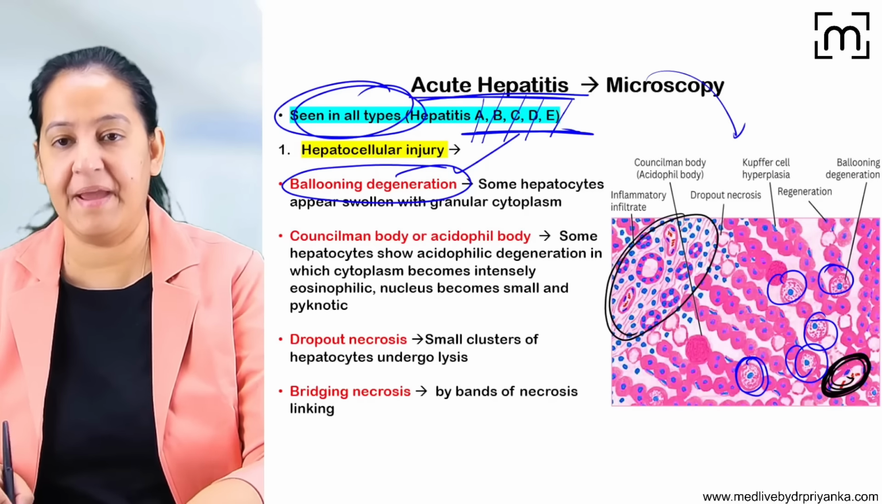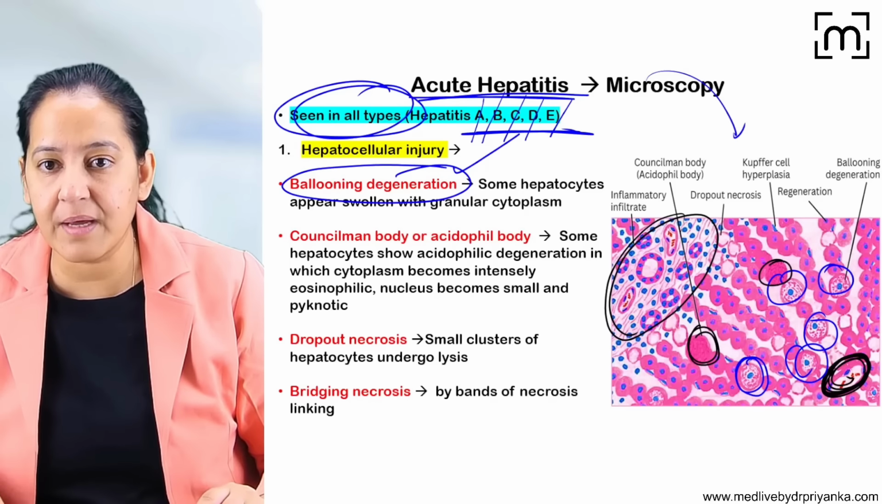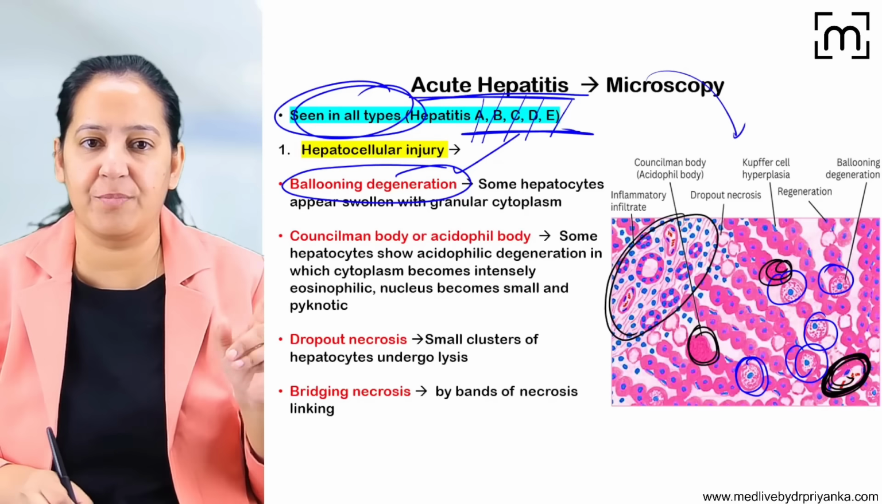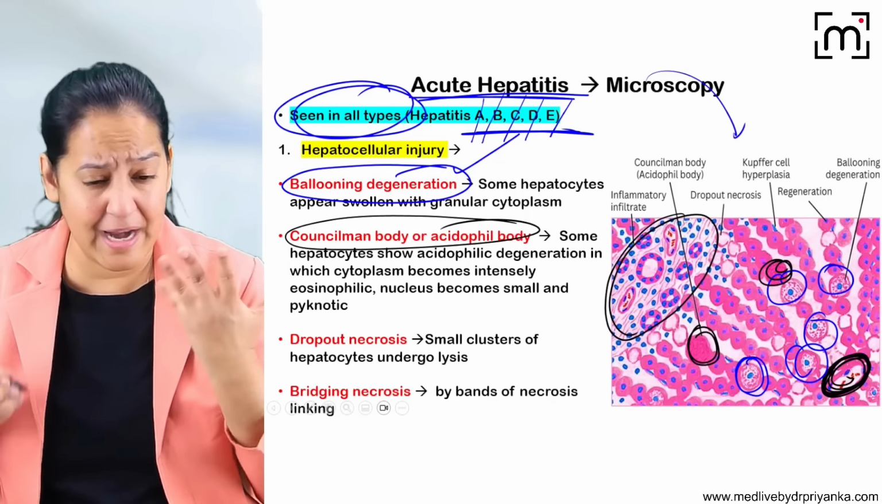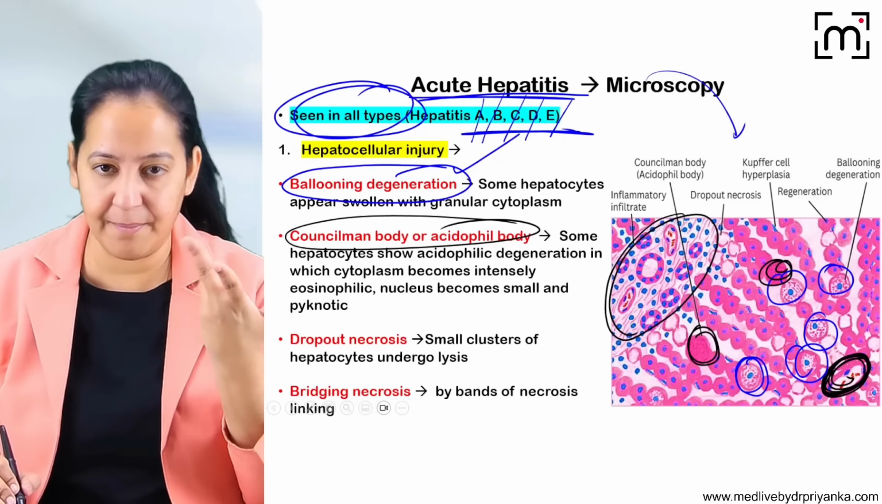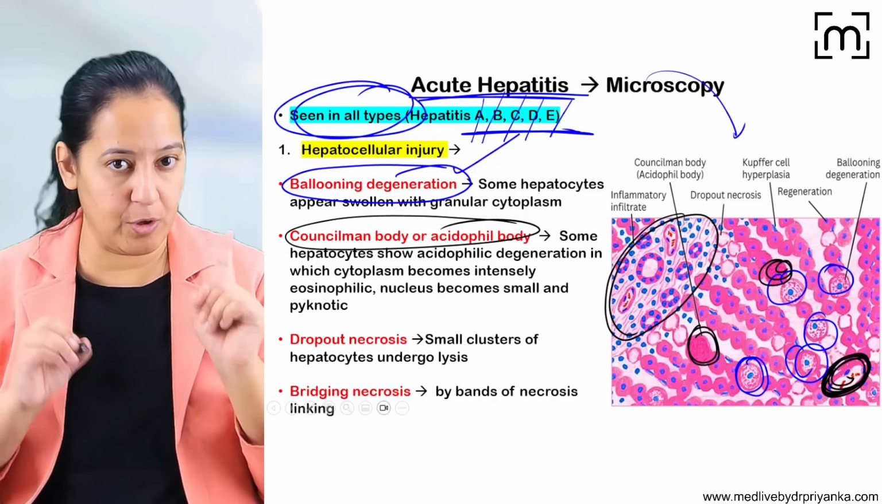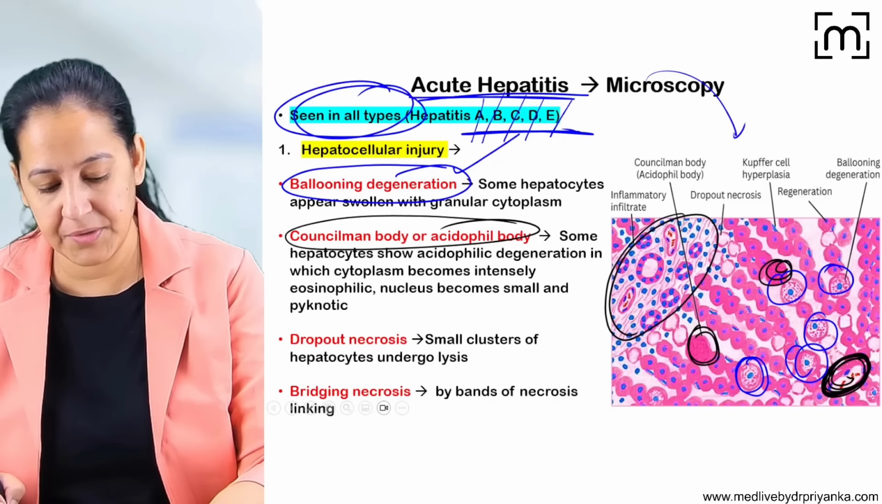Some of them, let me highlight which one. Can you see this one? It has intense pink cytoplasm. That is known as Councilman body. So in the cytoplasm, dark pink color is there and no nucleus, or a pyknotic nucleus. These are Councilman bodies. So some of them randomly show Councilman bodies, some of them show balloon degeneration.